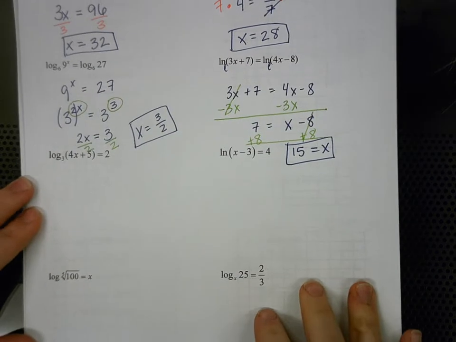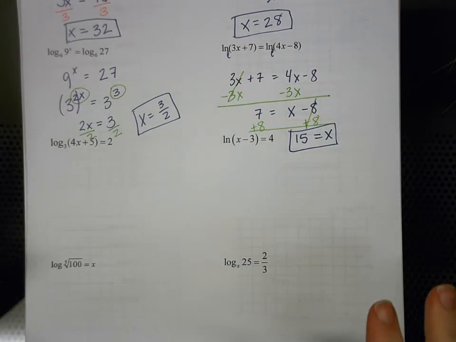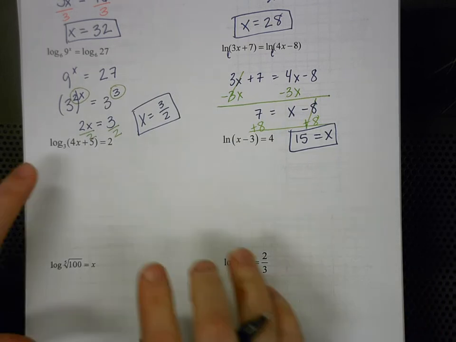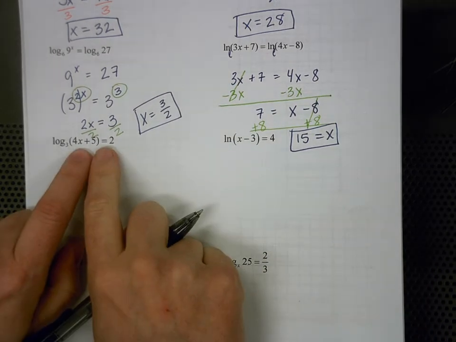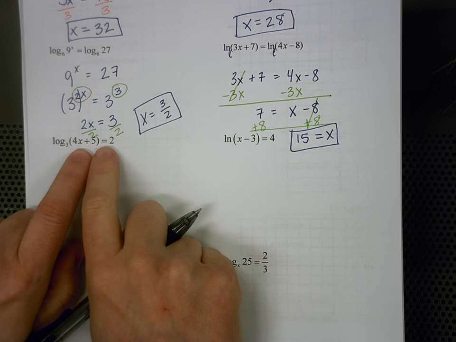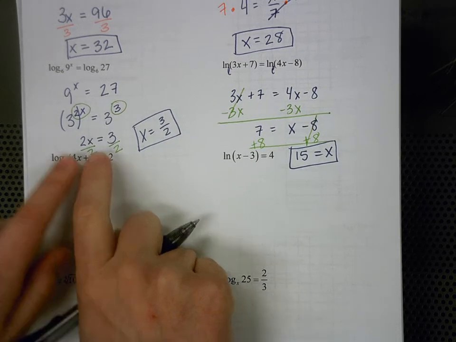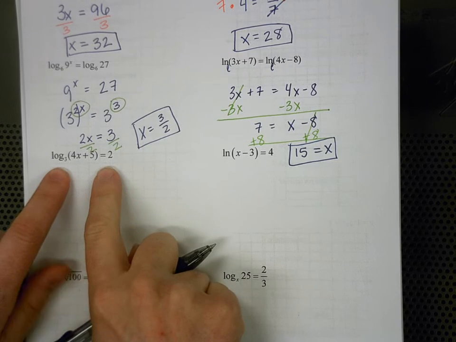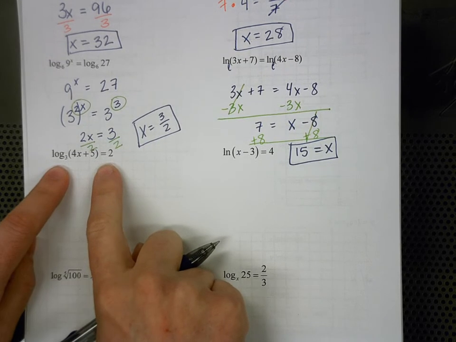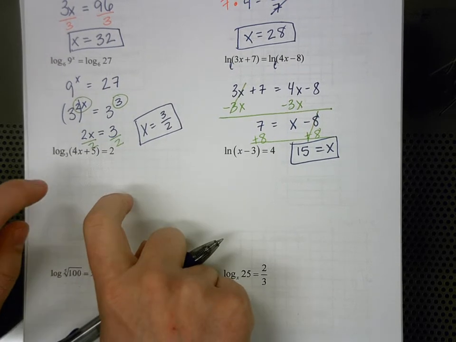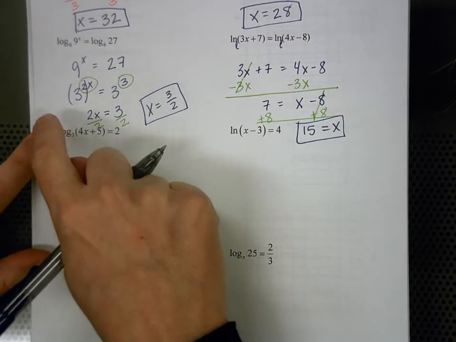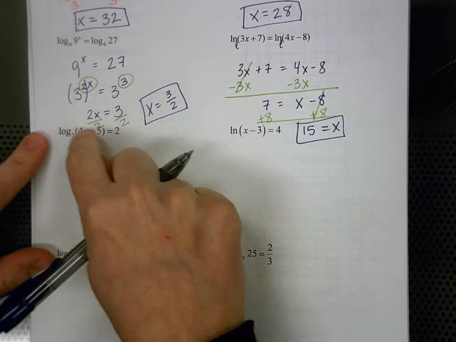All right, now be careful. We cannot set 4x plus 5 equal to 2. Why not? They don't have the same log on either side. There's only a log on one side here. So instead, we are going to change this to exponential form. This says, what power do you raise 3 to get 4x plus 5? You raise it to the second power.